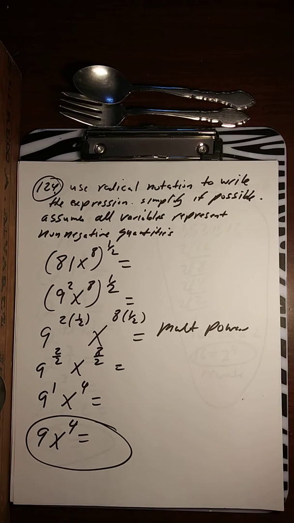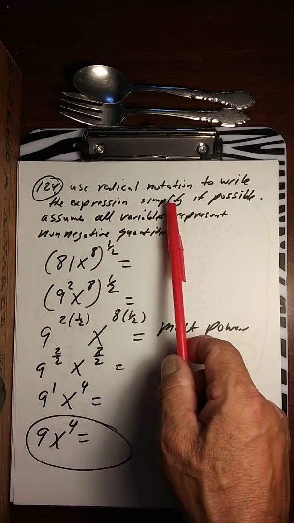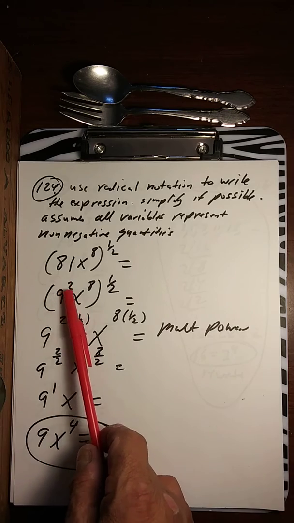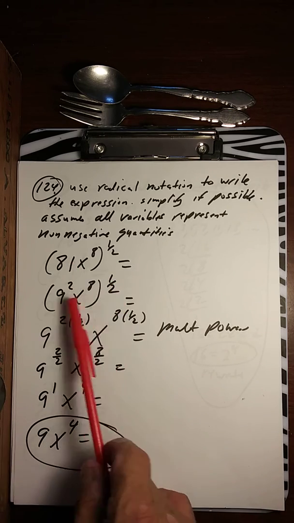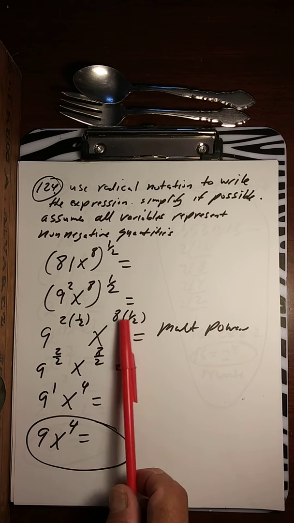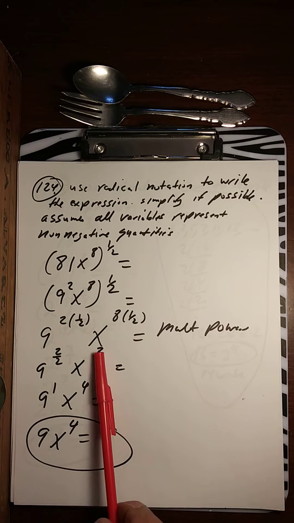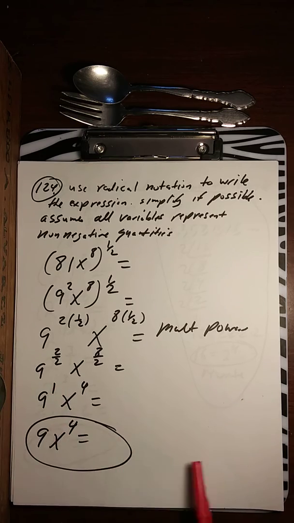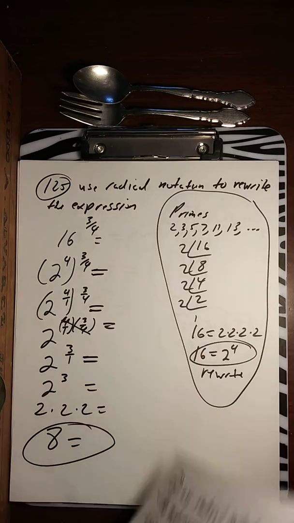Use radical notation to write the expression. Simplify if possible. Assume all variables represent non-negative quantities. So 9 times 9 is 81. So 1/2 of these numbers, so multiply that. 1/2 times this, 1/2 times this. So that's going to be 2 over 2. It's going to be 8 over 2. 2 over 2 is 1. 8 over 2 is 4. 9 to the 1 power is 9. 9x to the 4. Just 1/2 times all these powers.